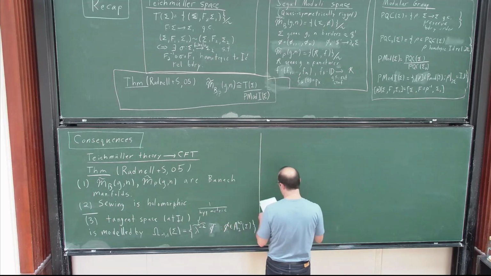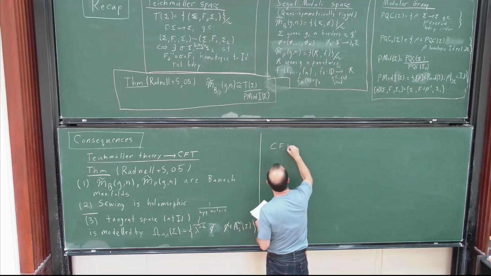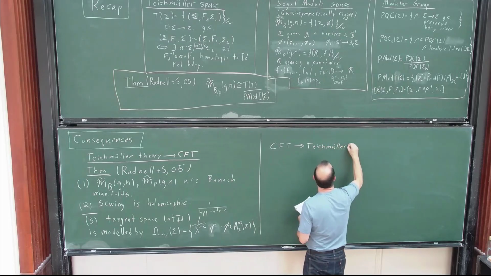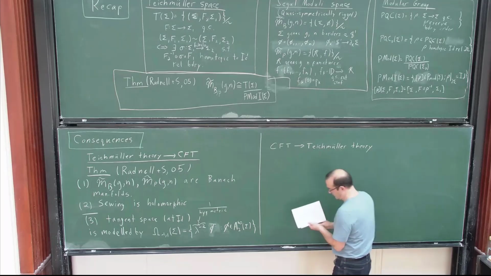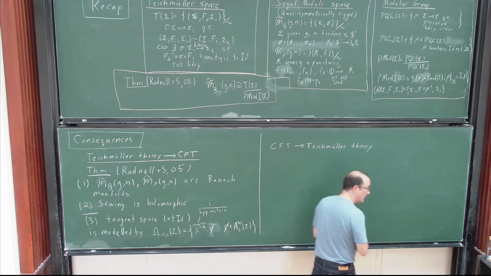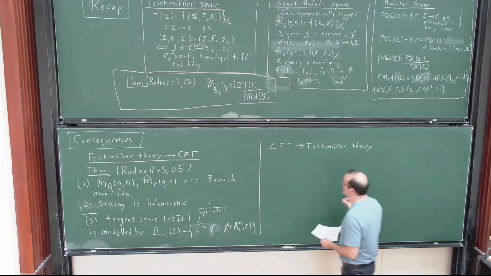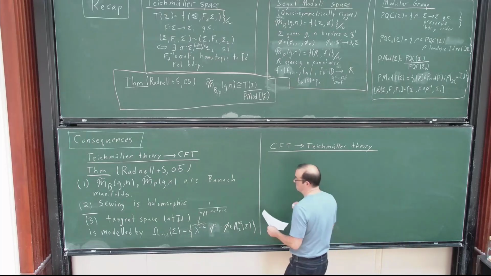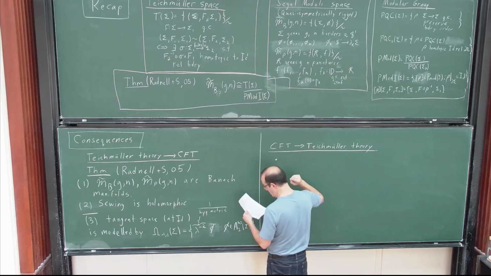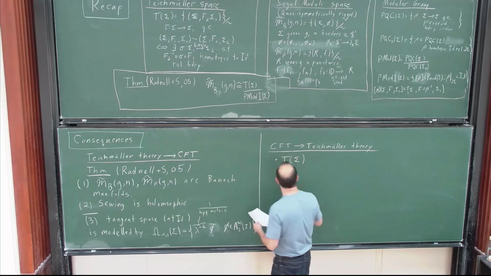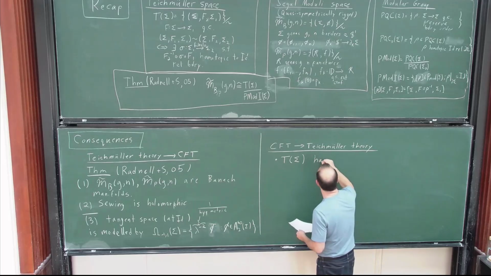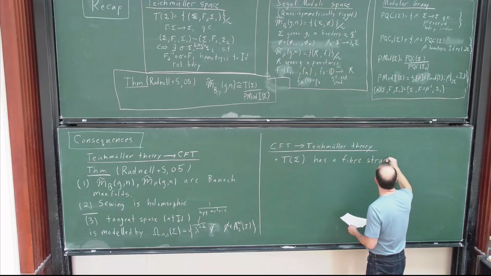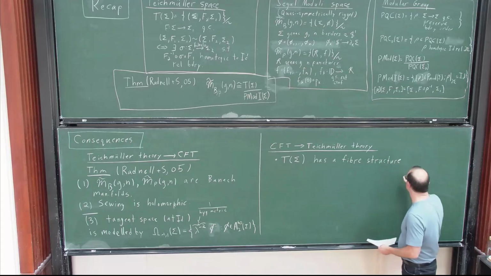Let's see, so then the other direction, so now CFT to Teichmüller theory. This tells you that the Teichmüller space has a fiber structure. And this is a new fiber structure, there are other fiber structures that people refer to in the literature, but this is a new one.